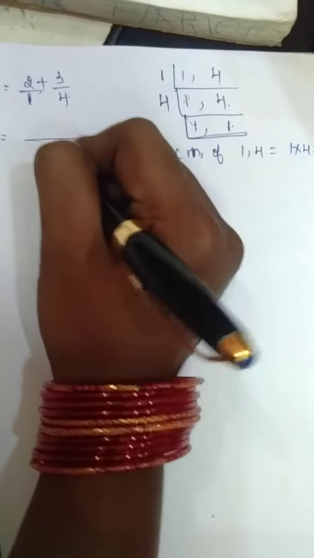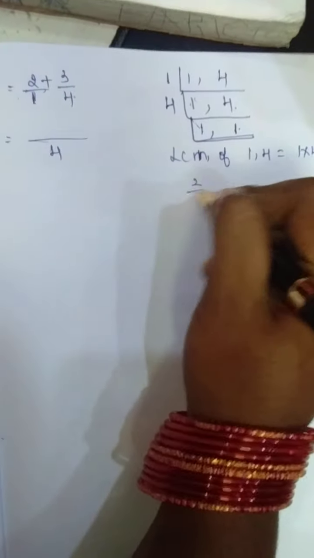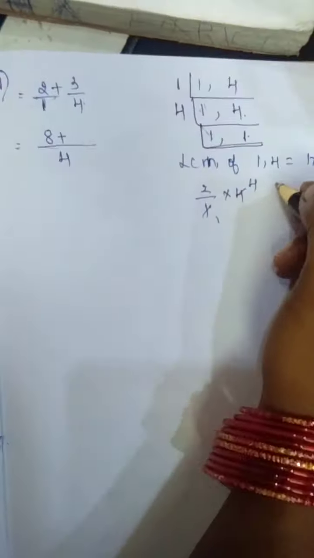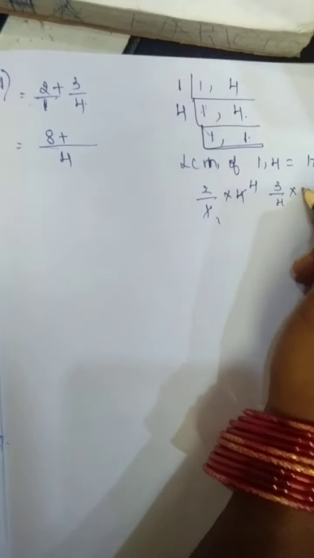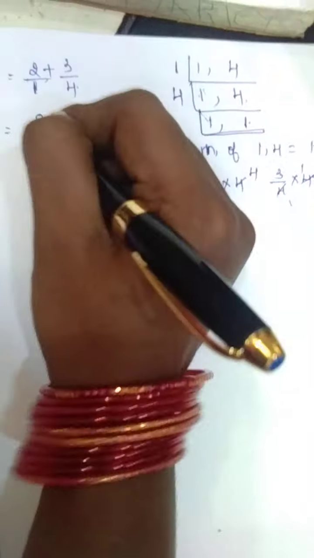Now write that LCM here in the denominator. Clear? Now here the first one is 2 by 1 into 4. Okay, 1 ones are 1, 1 fours are 4. 2 into 4 is 2 fours are 8, plus 3 by 4. 3 by 4 into 4, the 4 ones cancel. 3 into 1 means 3 ones are 3. Now what is here? 8 plus 3 is your 11.